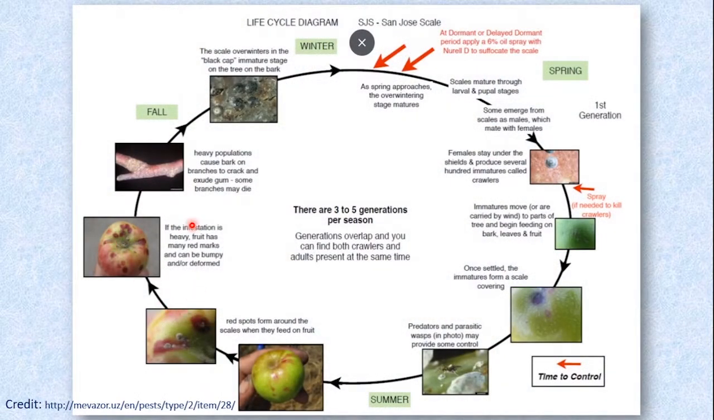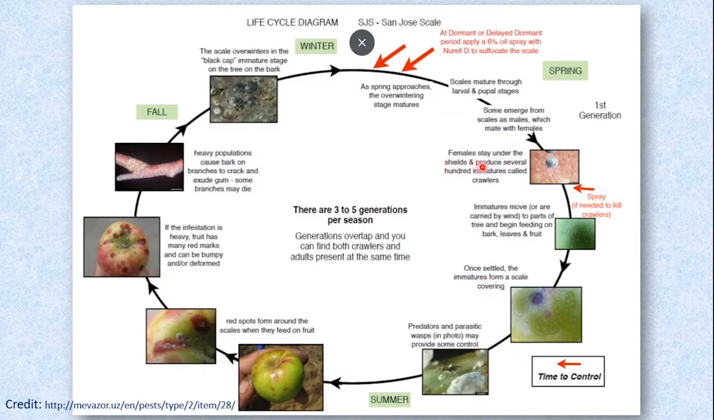Now, in this diagram, you can see a typical life cycle. First of all, let's start with this winter. In winter, there is a black cap stage, which is dormant insects. They overwinter. Scales mature through larval and pupal stages as spring approaches, and when the spring finally approaches, some of the insects emerge as males and some of the insects will emerge as females.